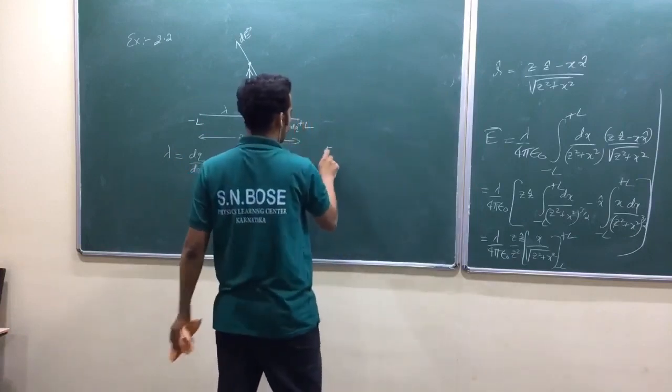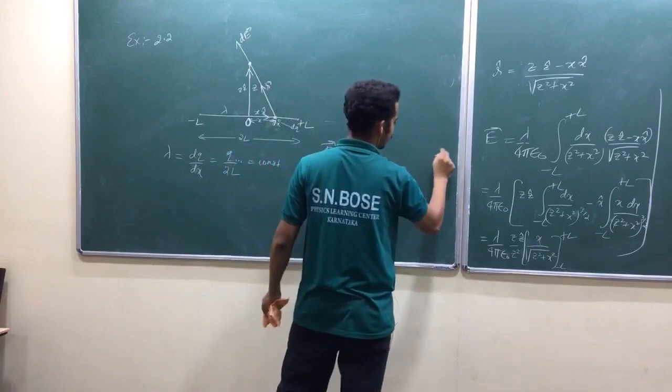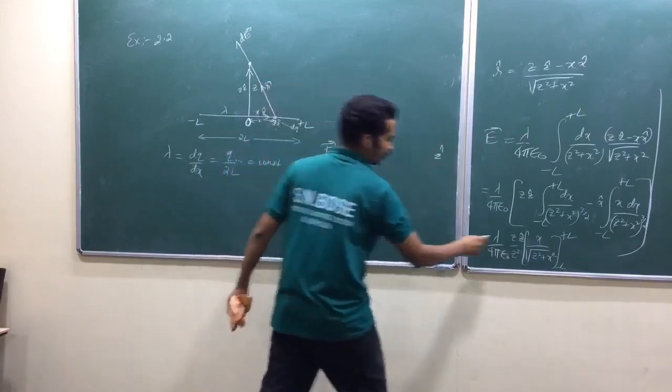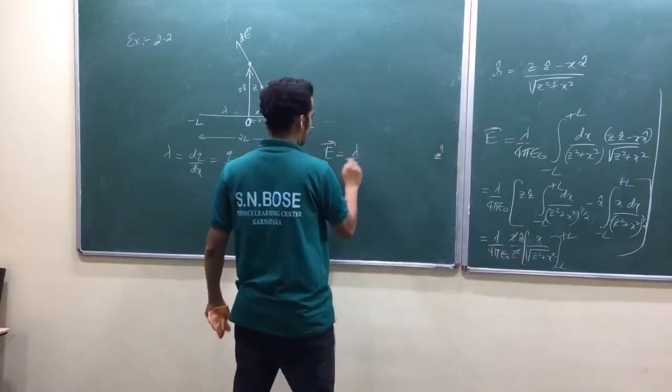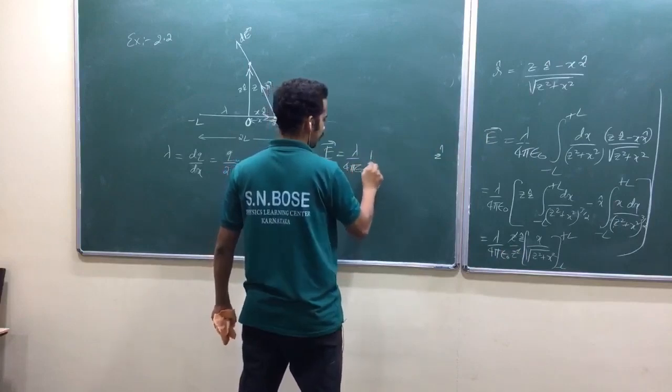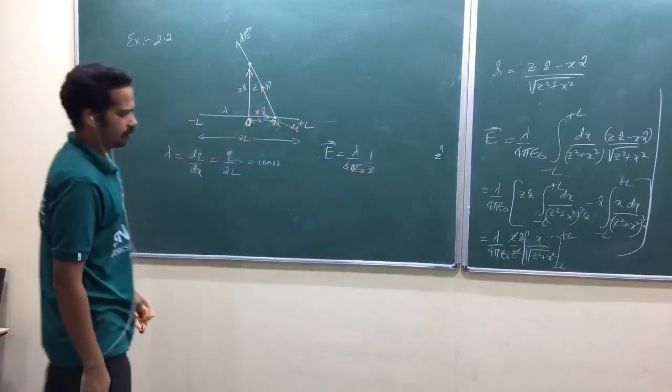So now your electric field, that's along z cap, no doubt. Lambda by 4 pi epsilon naught, 1 by z.